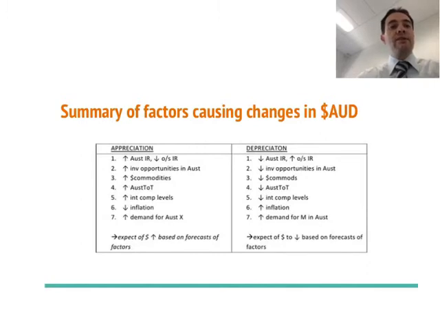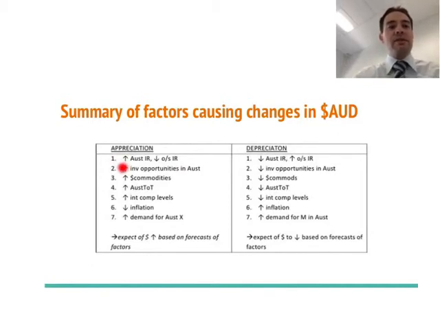So in summary, the factors causing changes in the Australian dollar, as you can see here, for appreciation: an increase in Australian interest rates and decreases in overseas interest rates. An increase in Australian interest rates would lead to more capital flows coming into Australia, because people are trying to get a bigger return on their investment, so they'll send their money over to Australia and invest, and then we'll see an increase in demand for Australian dollars. Likewise, if Australian interest rates have stayed the same and overseas interest rates are decreasing, people will flood the Australian market, which is what's been happening over the last couple of years. From 2013 through to 2015, we saw that happening.